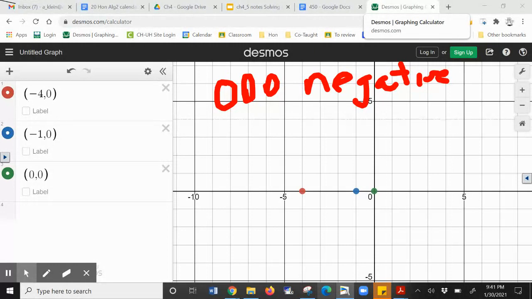So odd and negative. If it's odd and negative, that means that it has to start up on top and end up at the bottom. It's going downhill. Even ones start up and end up, or start down and end down, if it's positive or negative. Odd ones start at the bottom left and go to the top right, going uphill, or they go downhill like this one, if it's odd negative.